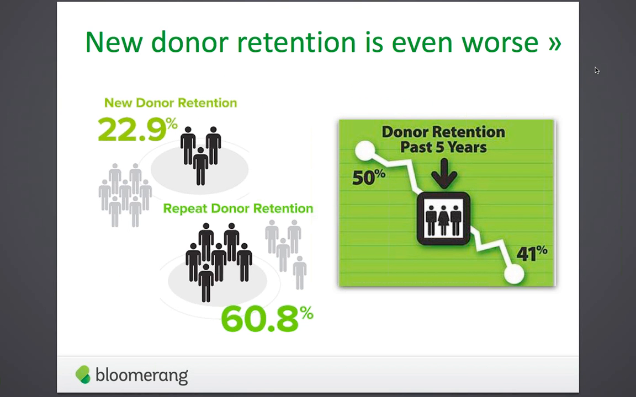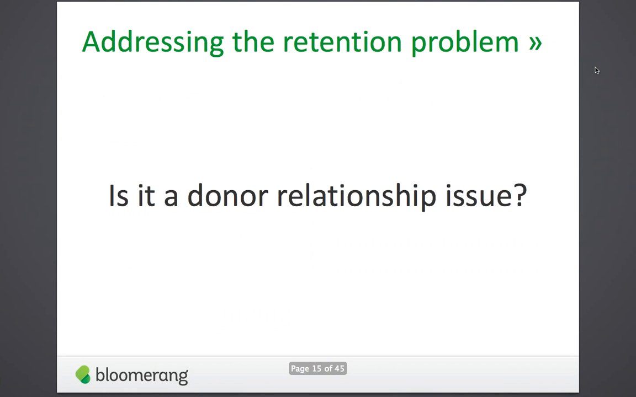So what has happened over the years, if you look on the right-hand side here, is that it has dropped from a 50% level down to 41%, and then most recently down to 39%. So it has dropped literally more than 10% in just that time period.